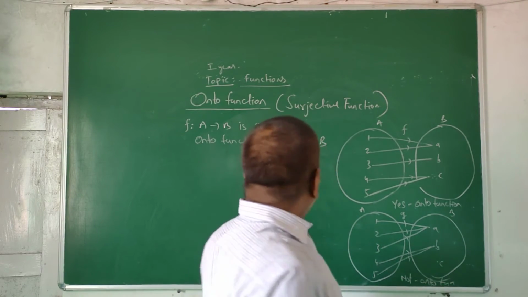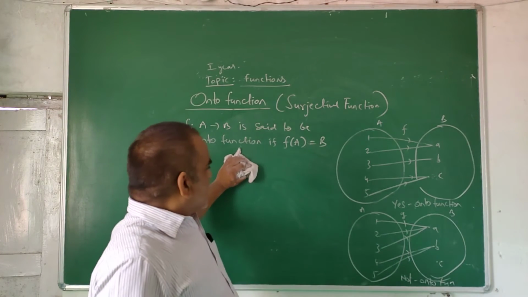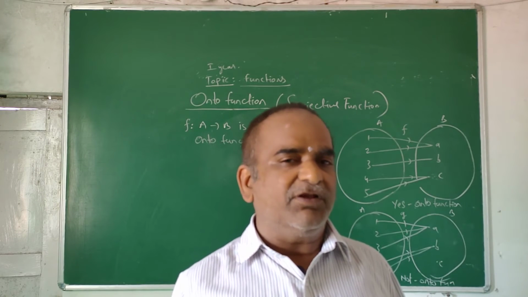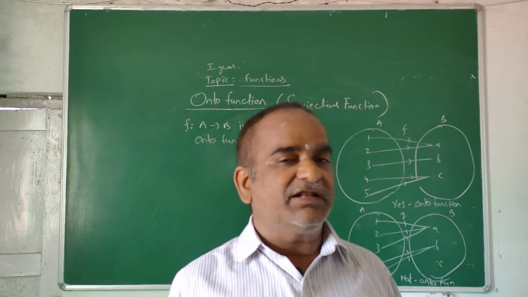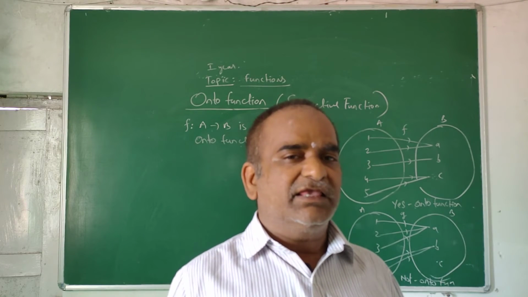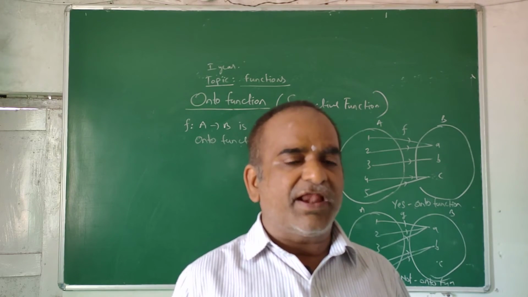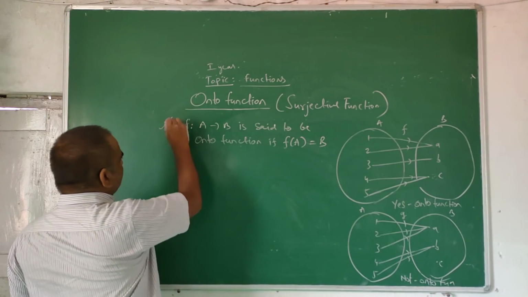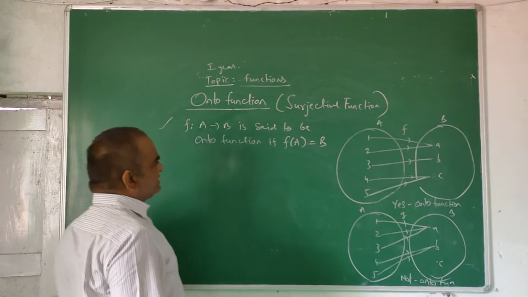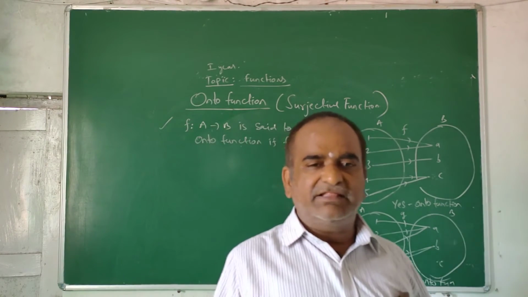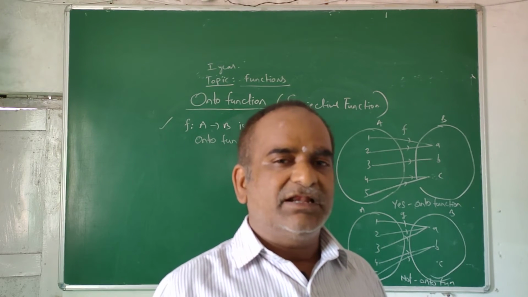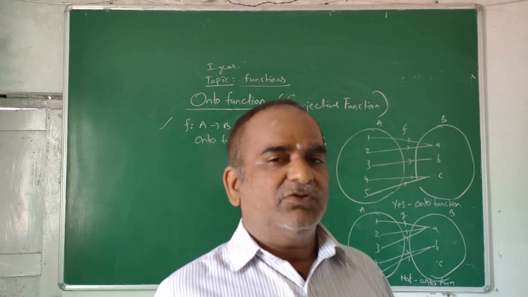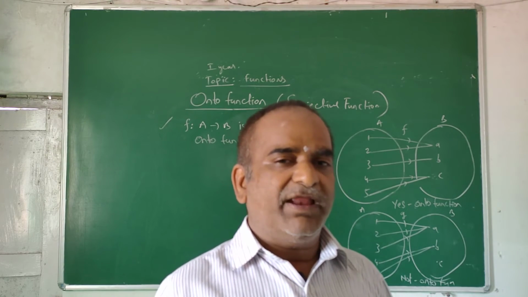Understood? Now, if A and B are finite sets, this definition would be comfortable. But if A and B are infinite sets, this definition gives a small confusion. So you can remember it is 100% valid with respect to finite sets. When both A and B are finite sets, you can accept this definition without any problem. But when the sets are infinite sets, this definition is not appropriate.